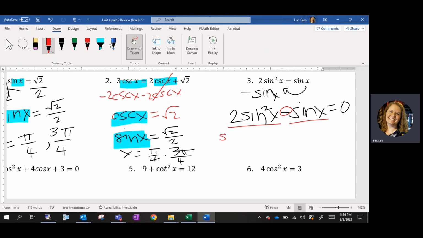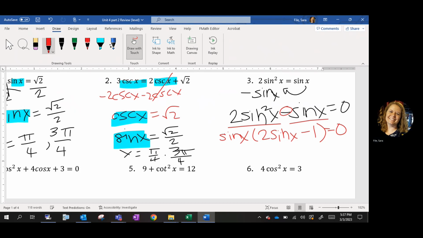out. So I factor out sine of x, and in the first term I'm left with the 2 sine of x, minus, and then in the second term I'd be left with just a 1, because if I divide sine of x by sine of x, it's just an understood 1. I have to write it though because it's being subtracted, it's not being multiplied. So then you split and solve.